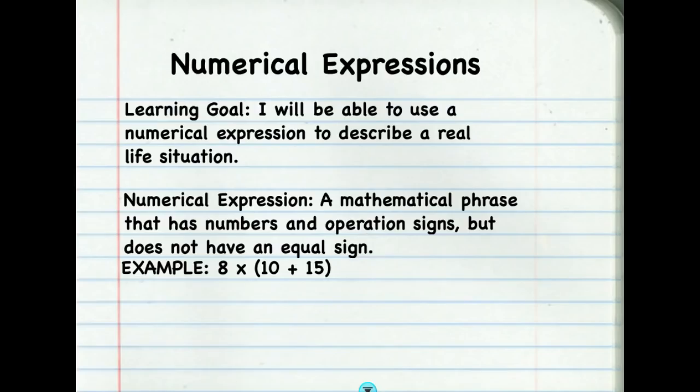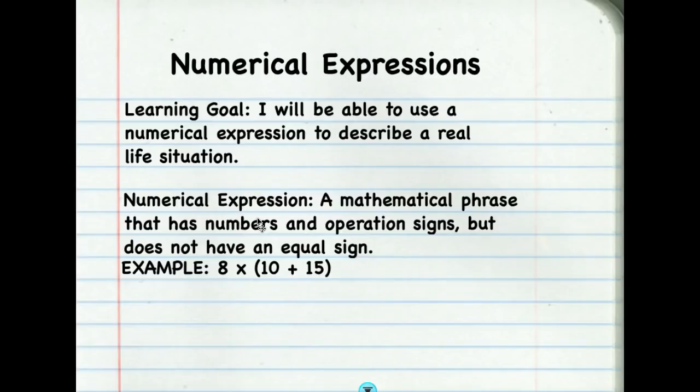The first thing I want you to do is open your math journal to the next clean page and make sure that you have the following things written down. First of all, you're going to need to have the title, which is Numerical Expressions. And you're also going to need to list our learning goal and the definition of numerical expressions. Our learning goal for today is that you will be able to use a numerical expression to describe a real-life situation, just like my situation with the brownies earlier.